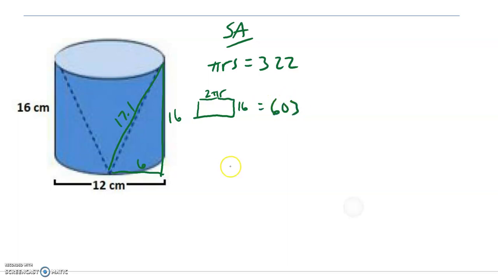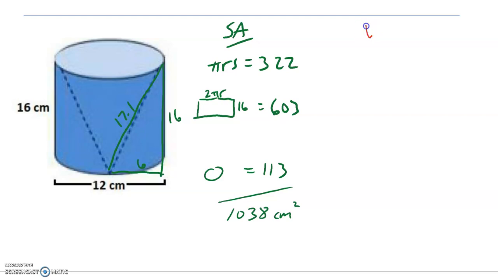And then for the bottom, there is a circle in the bottom, and if I do pi r squared for that, I should get an area of about 113. And I'll add those three up, and I should get 1038 centimeters squared for total area. Okay, so again, hopefully those numbers match up, and hopefully I haven't made any errors anywhere.